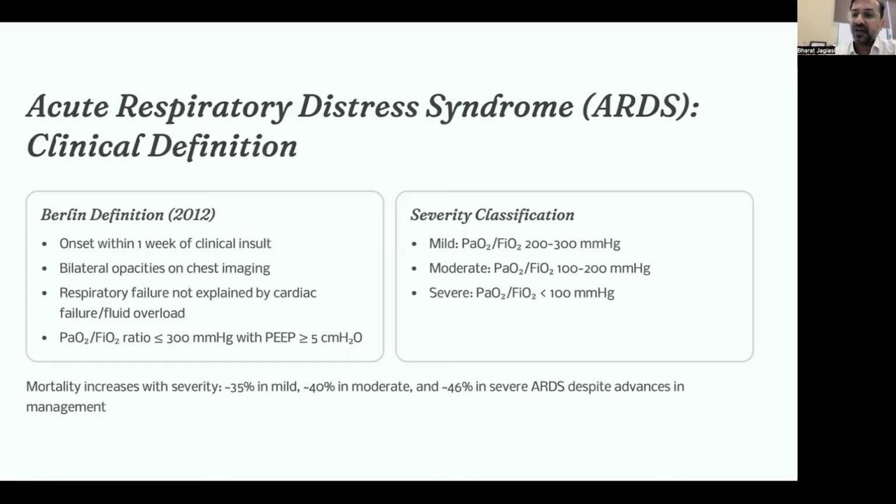Now about the severity classification. It's been classified as mild, moderate, and severe. Mild is when the PF ratio is between 200 to 300, moderate when the PF ratio is between 100 to 200, and severe when the PF ratio is less than 100. Why is it important? Because the mortality increases with severity. Around 35% in mild cases, approximately 40% in moderate, and 46% in severe cases, despite all the advances we have been using at this stage.